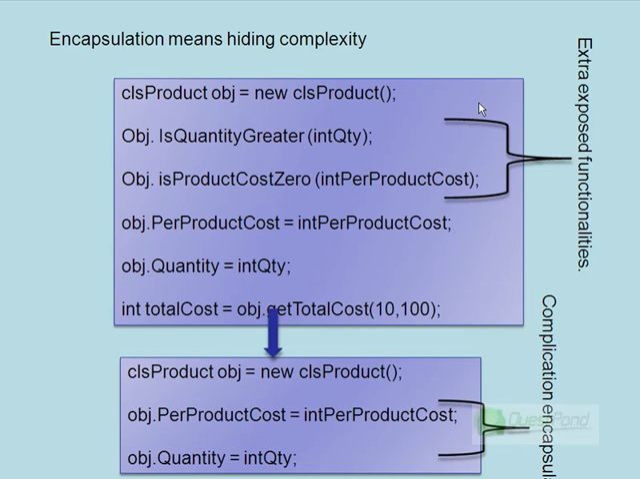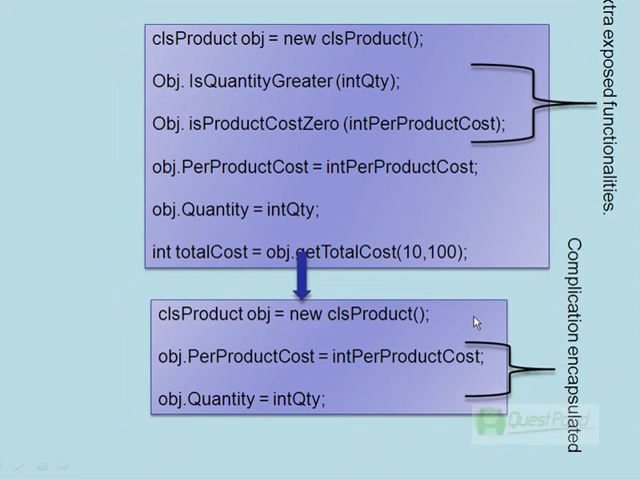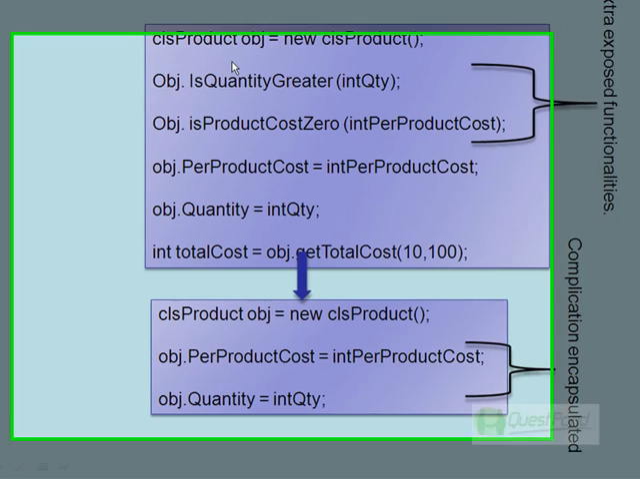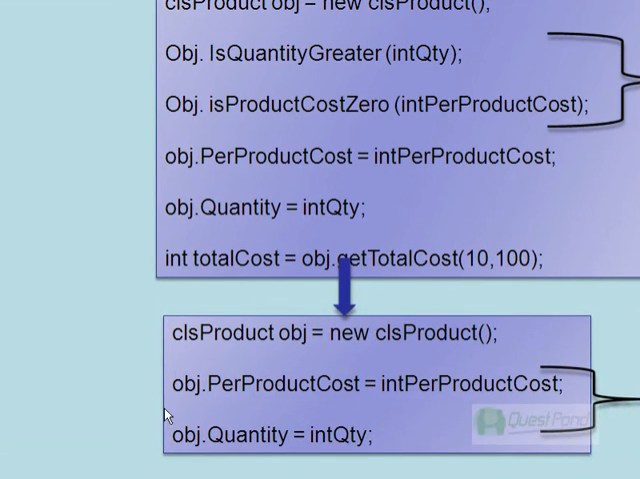Let's try to understand what we have gained by encapsulation. Now on your slide you can see that there are two code snippets. The top code snippet shows without encapsulation, and the bottom code snippet shows with encapsulation. So you can clearly see that without encapsulation you need to interact with so many statements, while with encapsulation you need to interact with just 3 statements.